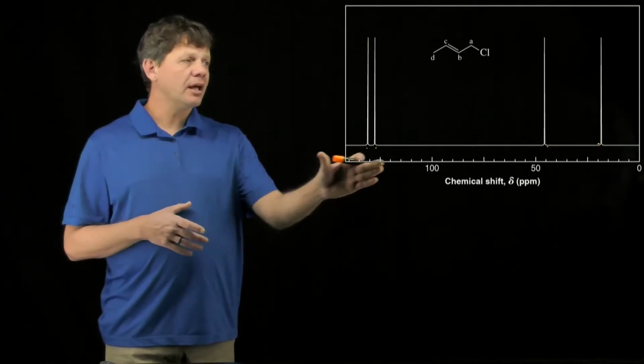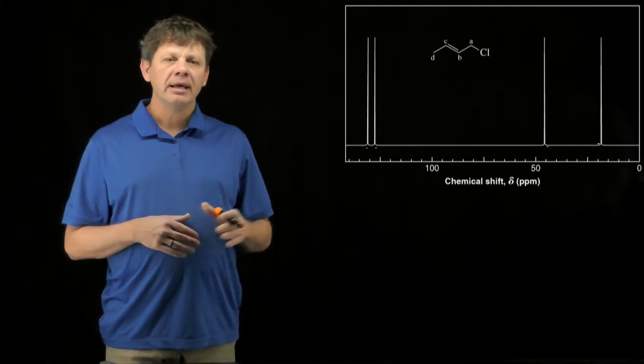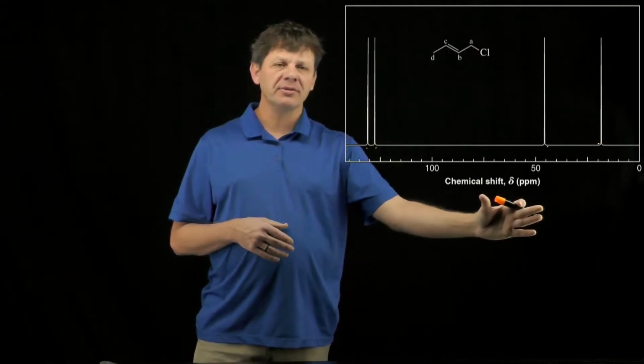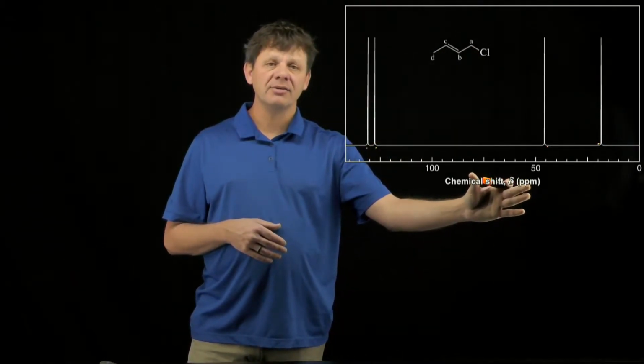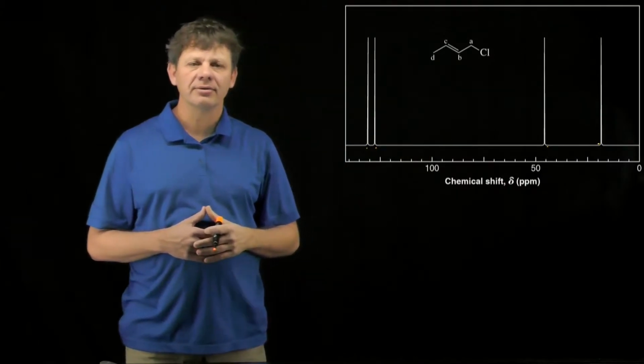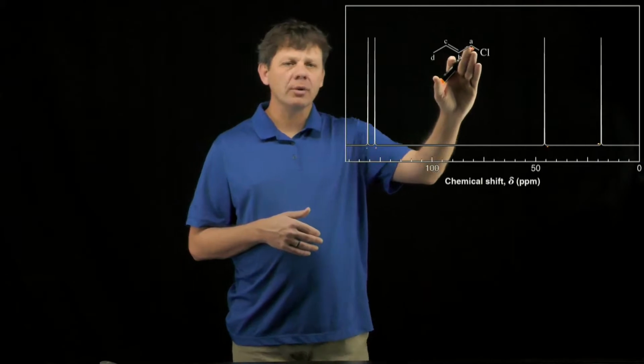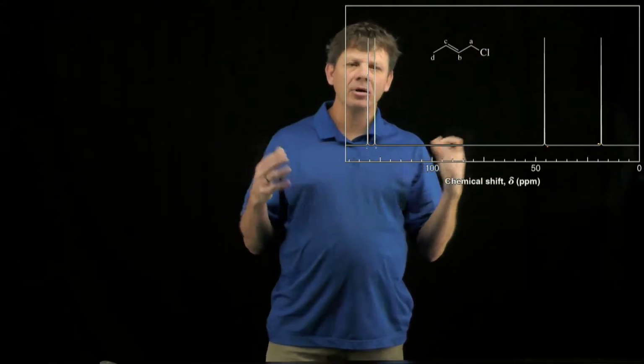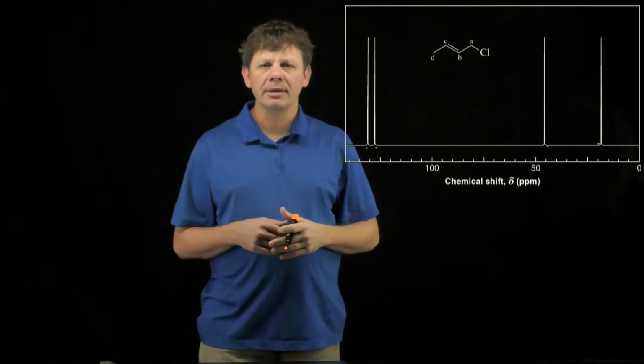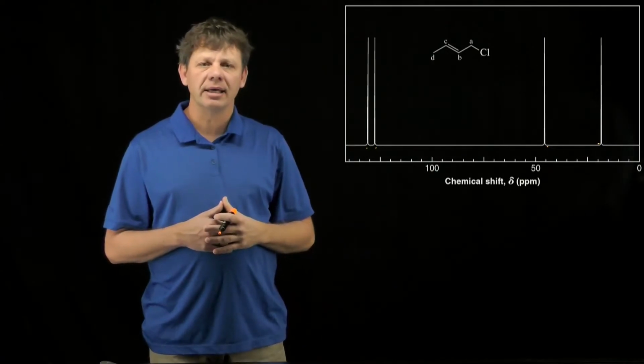In this assessment, we're given a C13 NMR spectrum and a molecule and asked to assign each signal to the carbons in the molecule shown. Let's work right to left. So if we start with carbon A, we look at the chemical environment of it. It's a carbon attached directly to an electronegative atom.